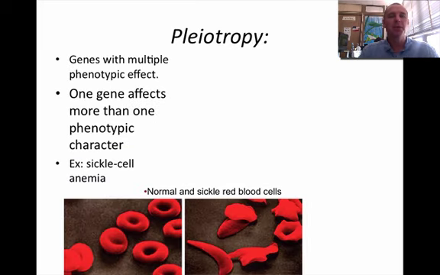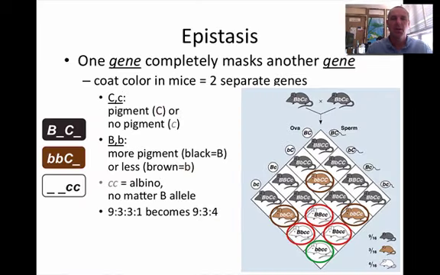Now, pleiotropy is the next. This is when one gene affects more than one phenotypic characteristic. An example is sickle cell anemia. Down here at the bottom, you can see the normal red blood cells, and then you can see blood cells that have a sickle shape. They actually change the shape, the phenotype, of the organism. All right.